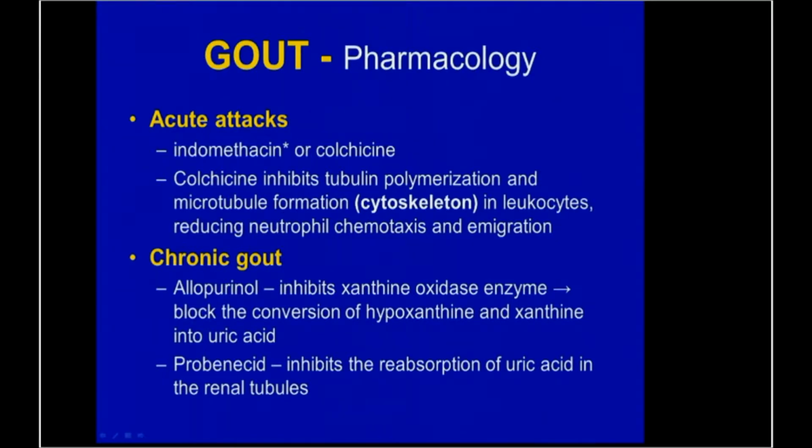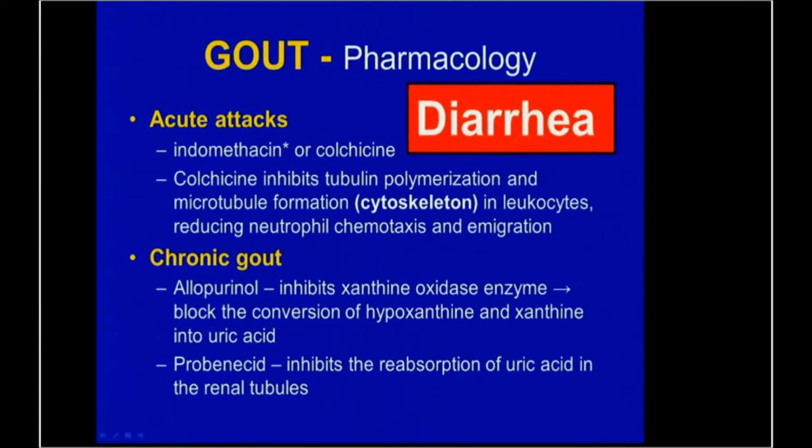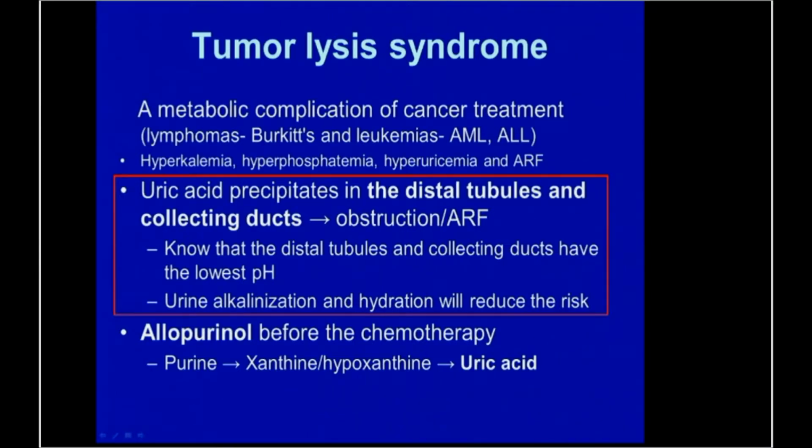You give something like allopurinol that will inhibit the xanthine oxidase enzyme, which will block the conversion of hypoxanthine and xanthine into uric acid. One of the other medications is probenecid, which will inhibit reabsorption of uric acid in the renal tubule. So we are fighting in this situation to prevent the high level of uric acid. So that's what I'm telling you, diarrhea is the problem with the colchicine.